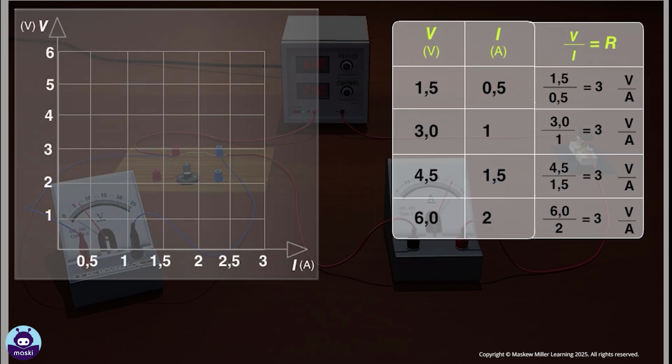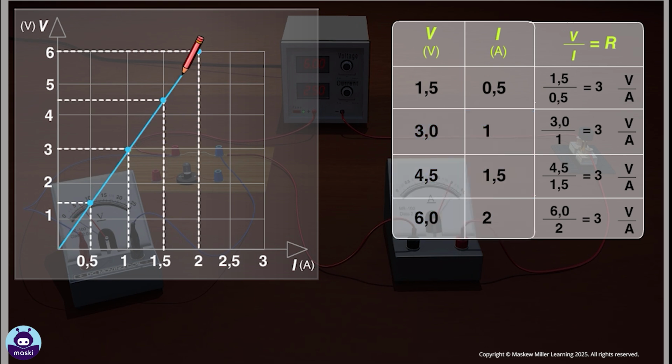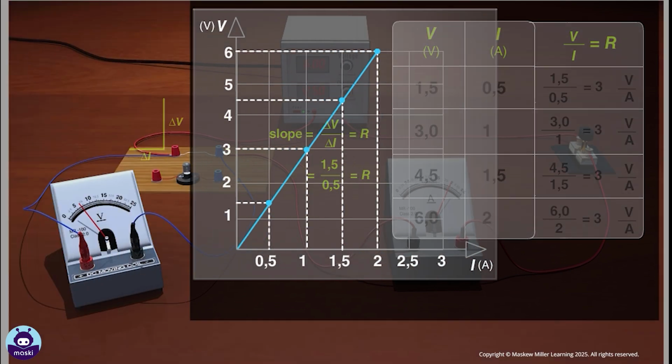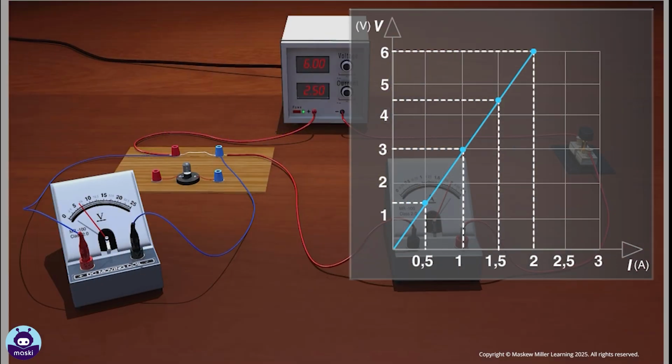If we plot this relationship on a graph with voltage on the y-axis and current on the x-axis, we get a straight line. The ratio of voltage to current is constant over a range of voltage and current. In other words, the resistance is constant. Such conductors that obey Ohm's law are called ohmic conductors. In ohmic conductors, the relationship between applied voltage and current flow is linear.